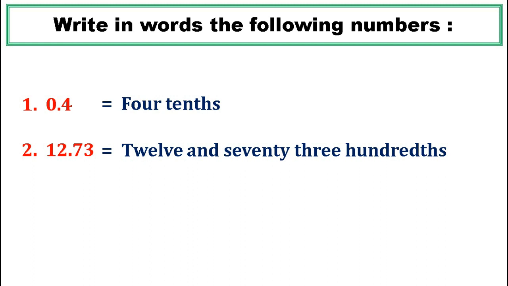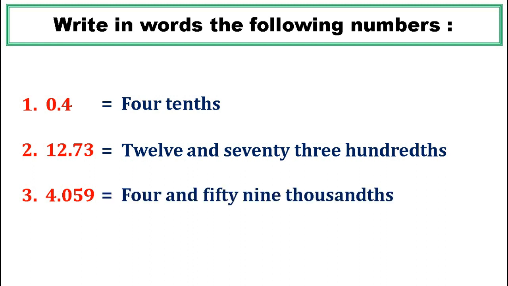Let us look at the third example, which is 4.059. Now, since 4 is in the whole number part and we have 059 in the decimal part, where 0 is in the tenths place, 5 in the hundredths and 9 in the thousandths place. So we can write this in words as 4 and 59 thousandths.